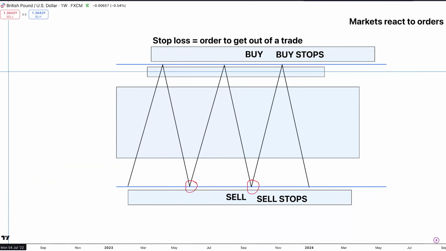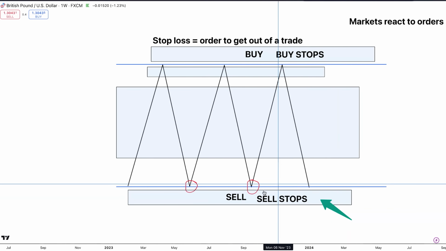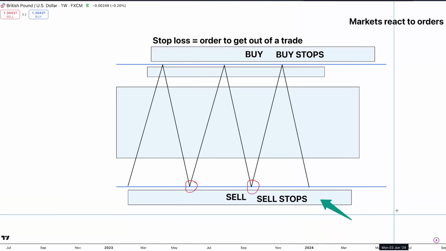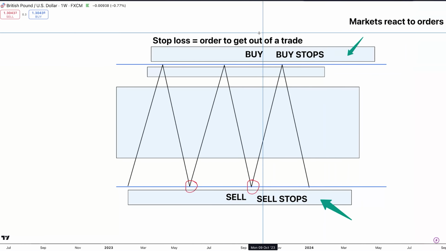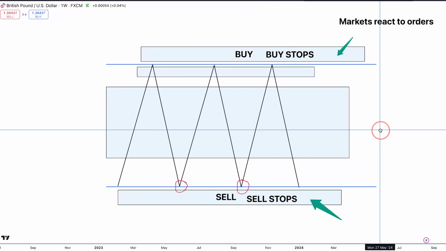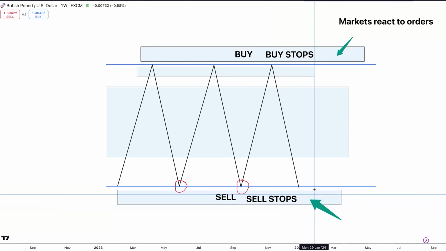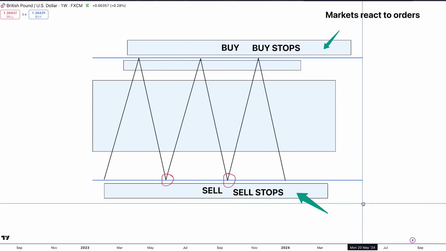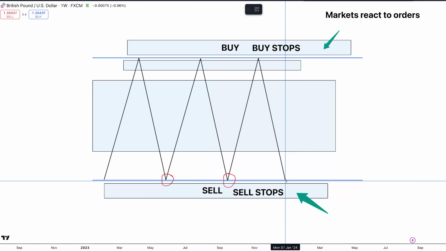And even more than that, the stop losses and the sell stop orders create an even larger number of orders situated underneath those equal lows. The same goes with the equal highs. So there's a significant number of orders at the top and the bottom of these ranges. And these are where people are looking to take their positions or take their losses if the trade goes against them.